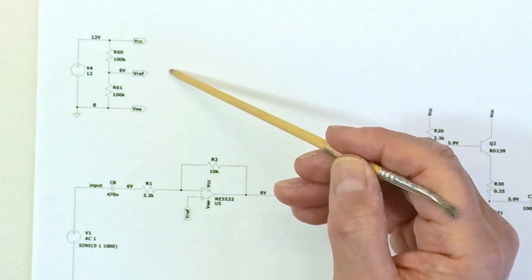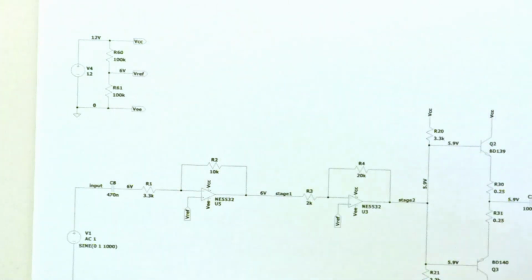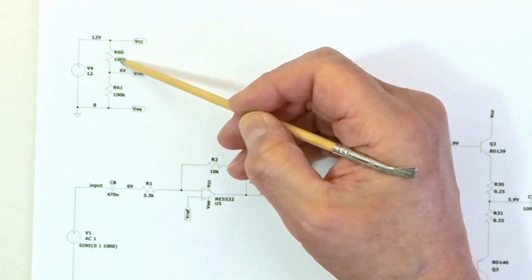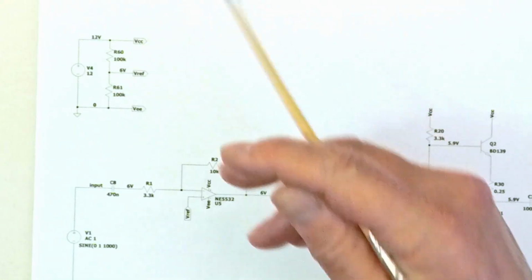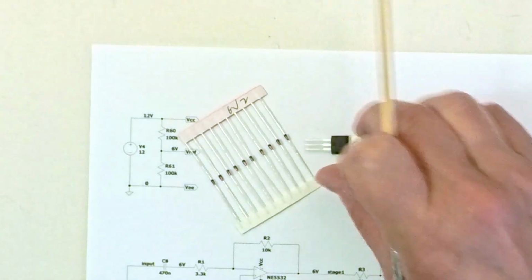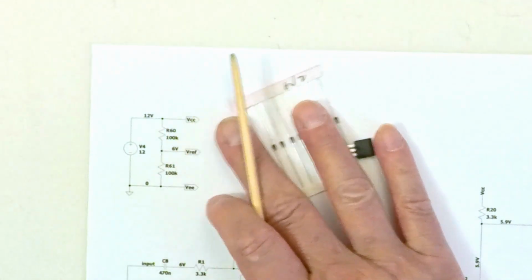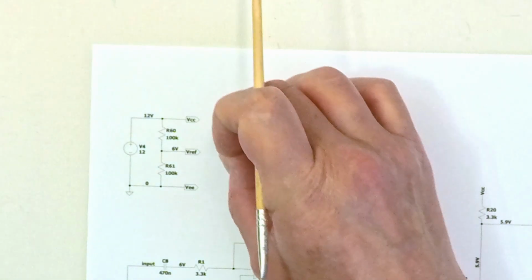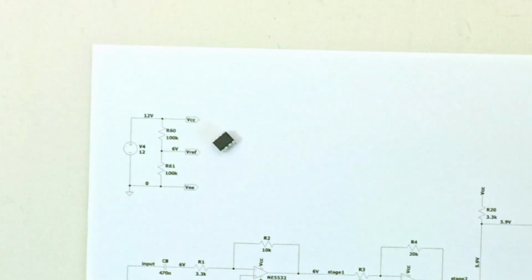So, the way to fix this can be by, for example, lowering these resistor values. Or one can use a 6-volt Zener diode or a 6-volt voltage regulator, all making this reference voltage much more stable. But I'm choosing another op-amp to stabilize this reference voltage.